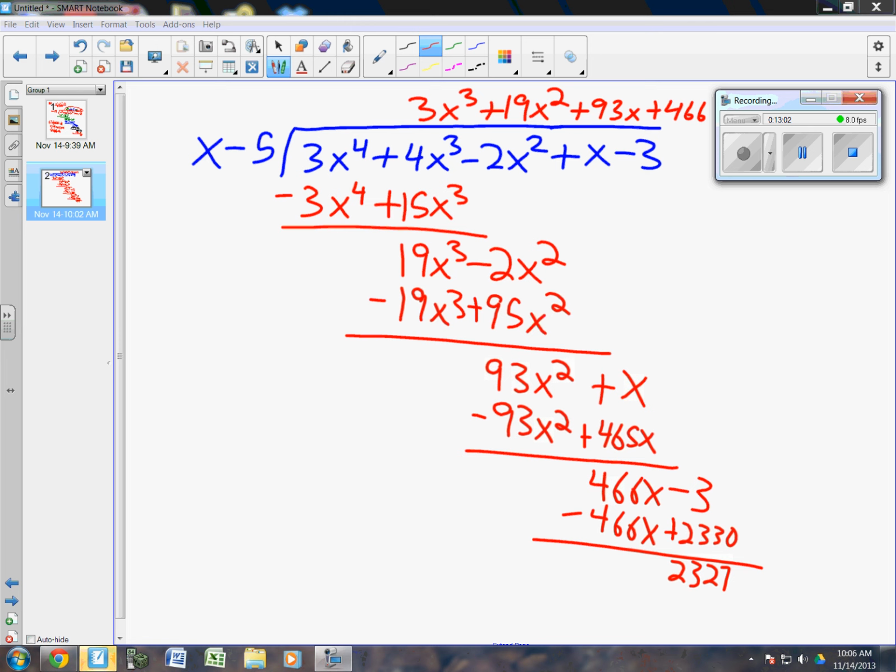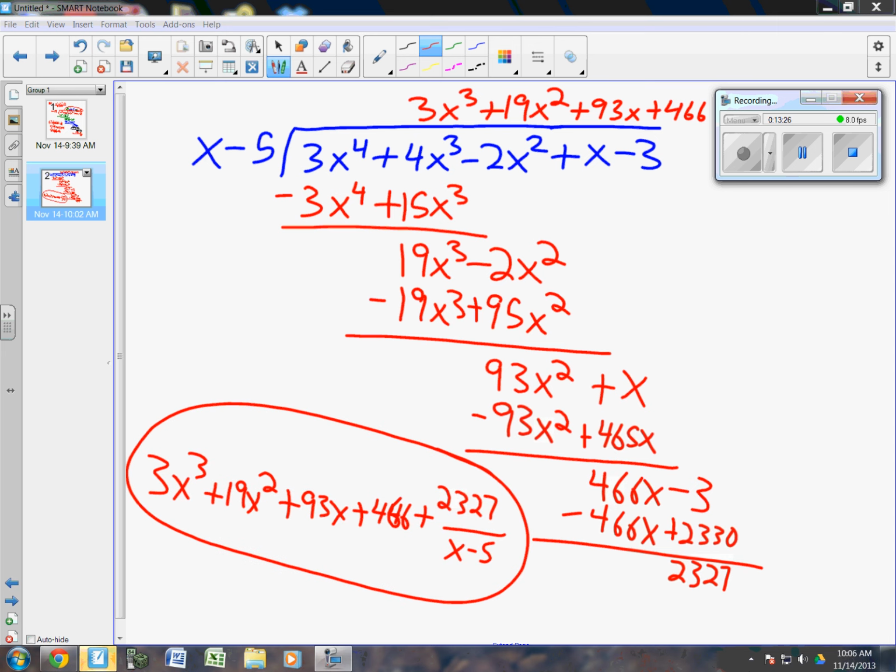So my answer is 3x cubed plus 19x squared plus 93x plus 466 plus what? Over x minus 5. Because we have to have that remainder in there. Okay? Is that what they had on the back of this one? Okay. That's how you do those.